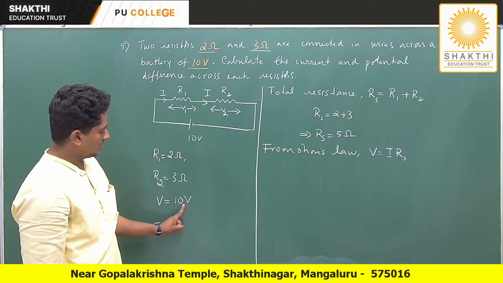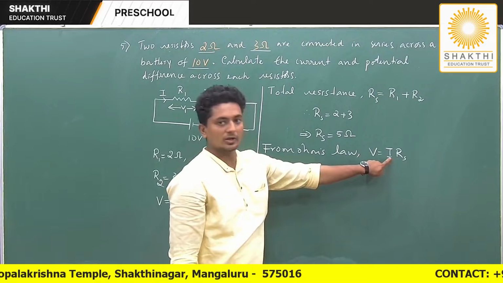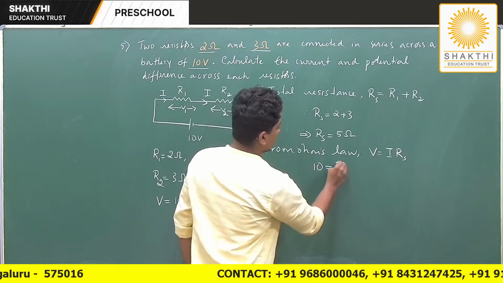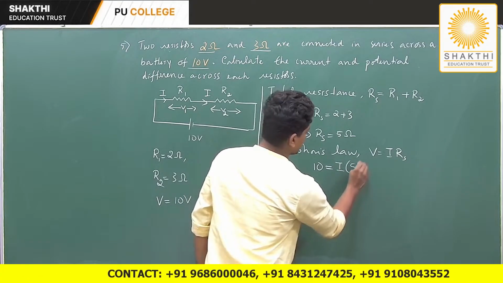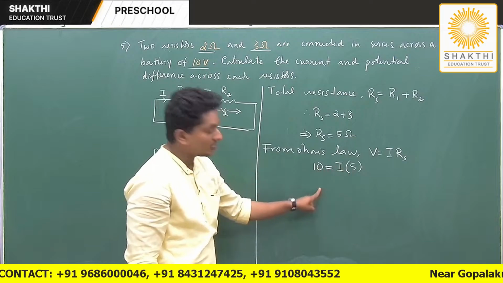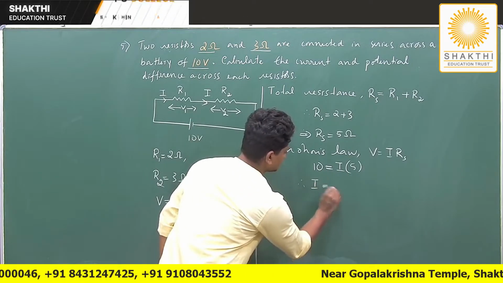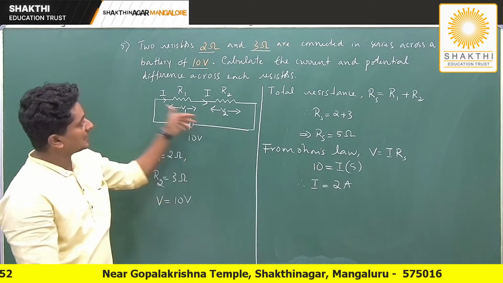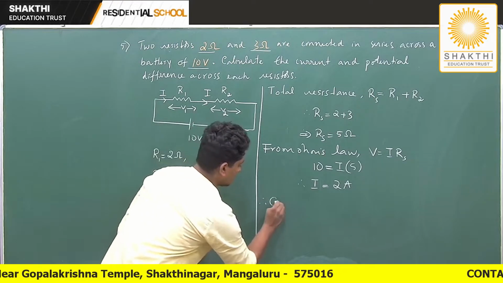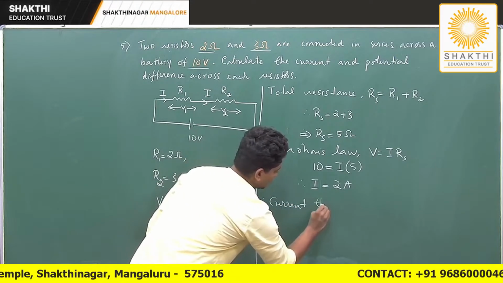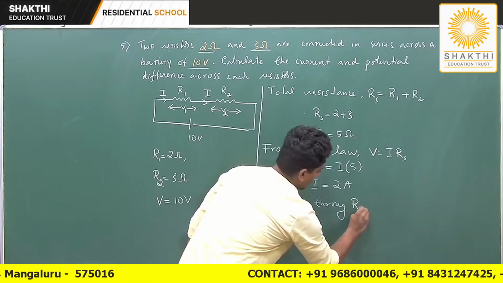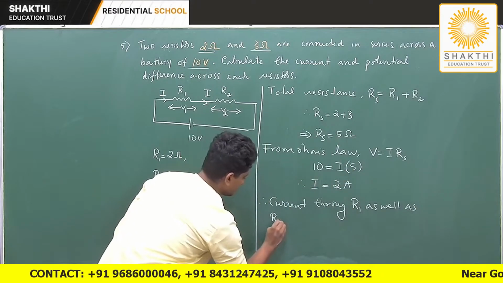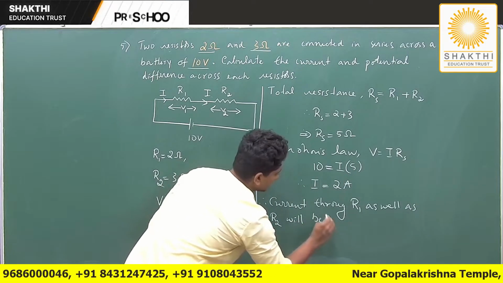Substitute one by one. V I have, 10. I have to calculate current. RS is 5. Substitute. So V is equal to 10. So it will become 10 is equal to I into RS, which is 5. 10 is equal to 5I. I is equal to 10 by 5. Therefore, I is equal to 2 ampere. And since they are in series, same current will flow. Therefore, current through R1 as well as R2 will be 2 ampere.